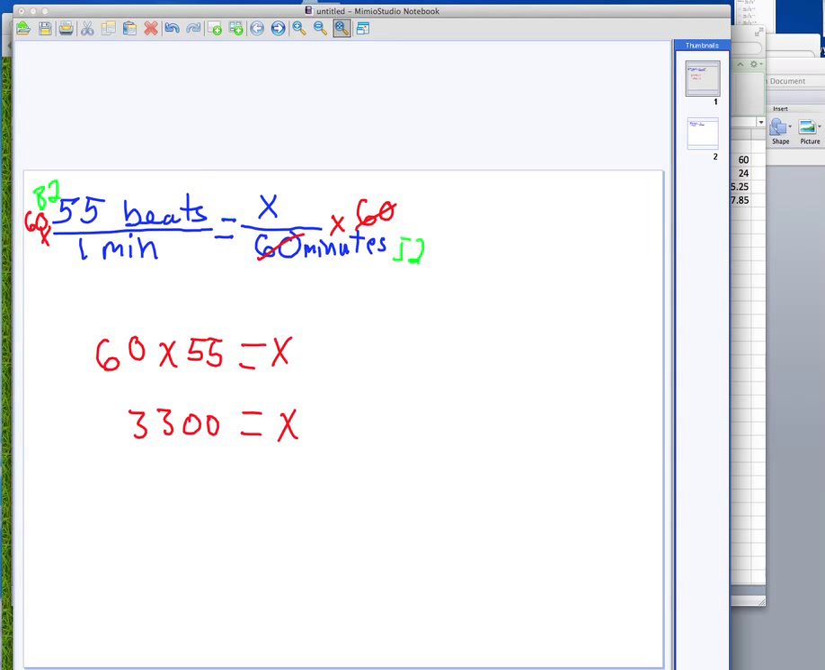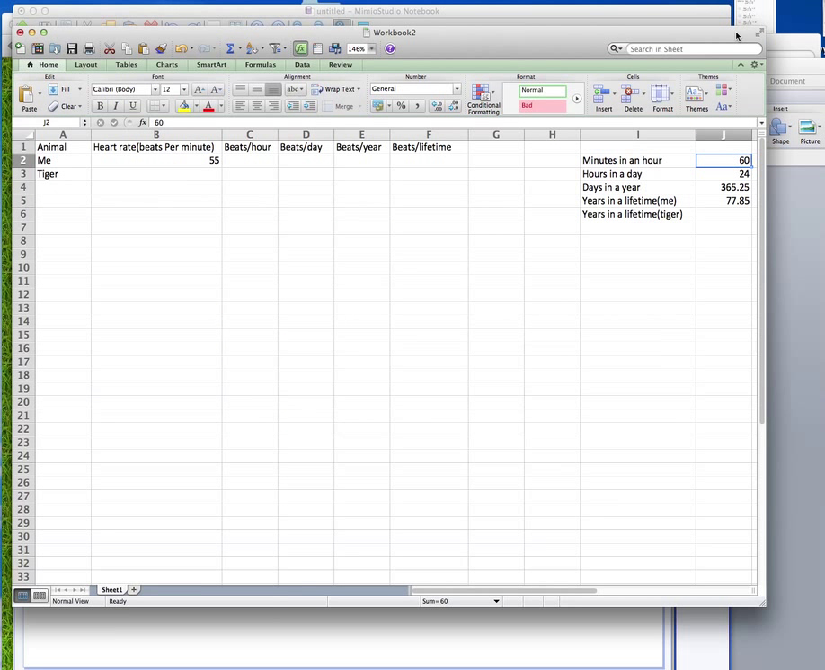Now, notice what cells these were in. This one was in B2, and this one here, 60, was in J2. So I can actually go back to Excel, and I know that this one is equal to B2, and I'll just click on B2, Shift 8 to get times J2. Push enter. And there's 3,300.